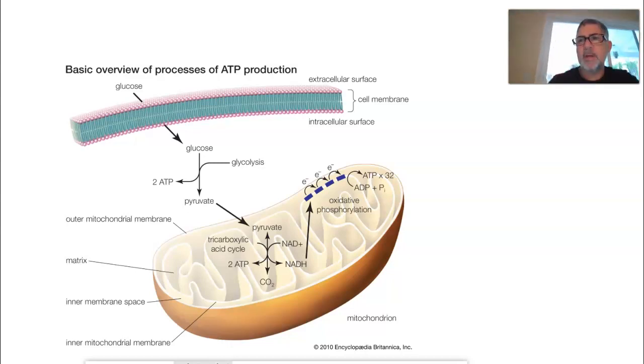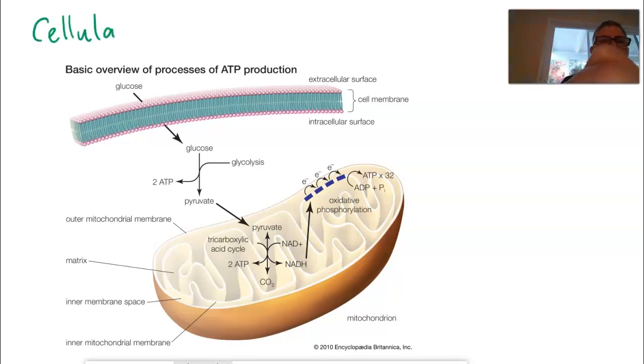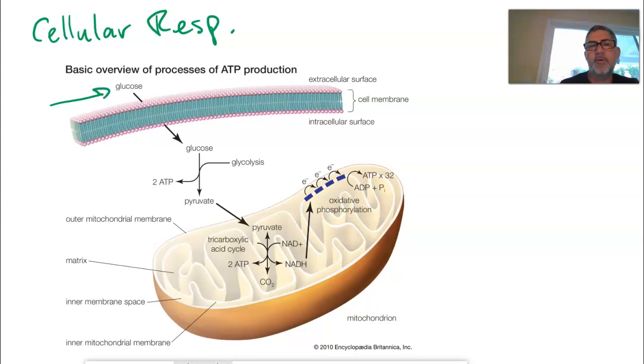All right. A little review on cellular respiration. So we have glucose outside the cell. Here's our cell membrane. We have glucose outside the cell. Remember, it comes in.